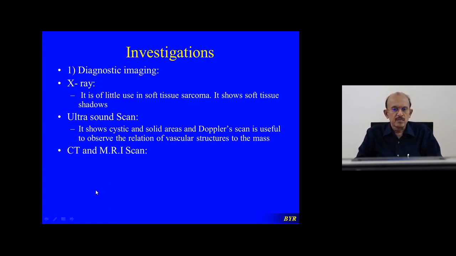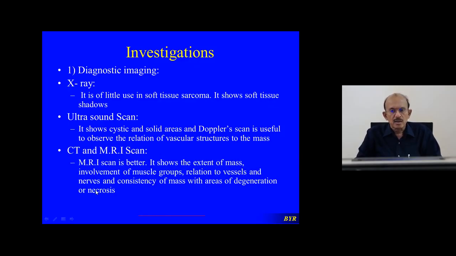CT and MRI scan. MRI scan is better. It shows the extent of the mass, involvement of the muscle groups, relation to the vessels and nerves, and consistency of the mass with areas of degeneration or necrosis. So the exact plane of the mass, from which group of muscles the mass is arising, and what groups of muscles are being involved can be evaluated better with MRI scan.